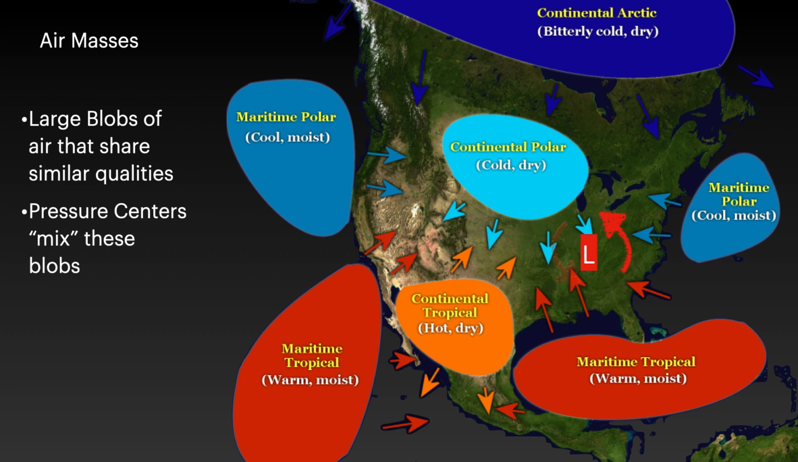Another way to show this is to instead draw something like this, which you maybe have seen on different weather forecasts. This is called a cold front, and it represents the leading edge of that continental polar air moving south. This line represents the tropical air moving to the north, and it shows that these air masses are moving.